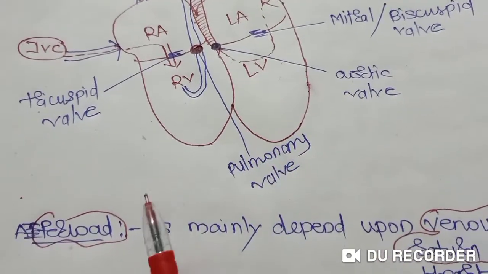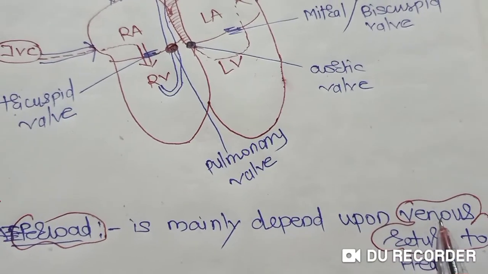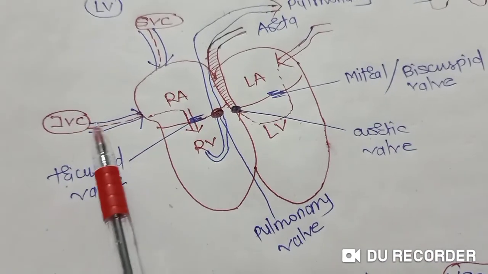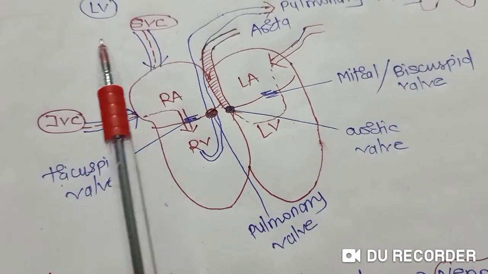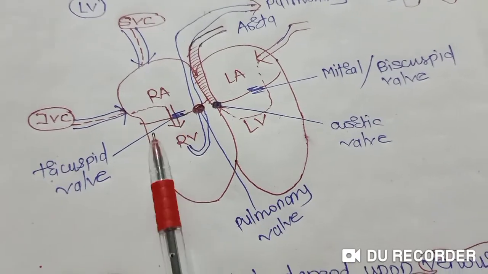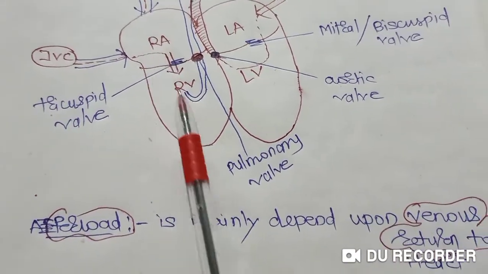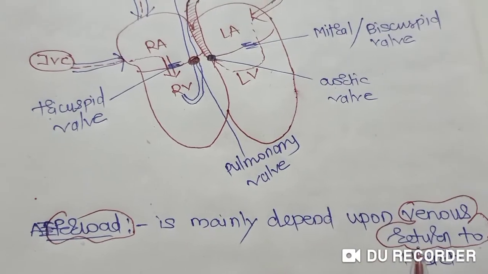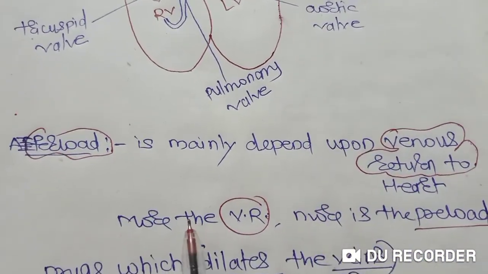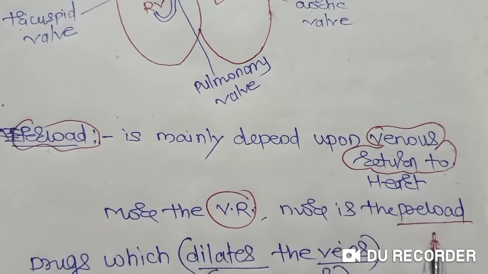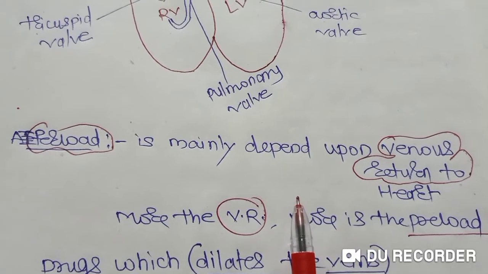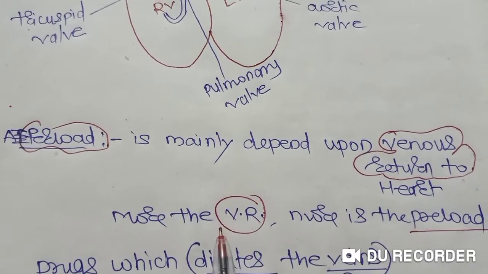Preload mainly depends upon the venous return to the heart. Whatever venous return to the heart comes from the superior vena cava, from the inferior vena cava, or from the whole body, that is venous return to the heart. So the more the venous return, the more is the preload, or the more is the end diastolic volume.